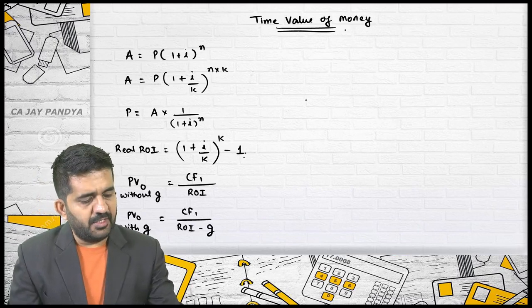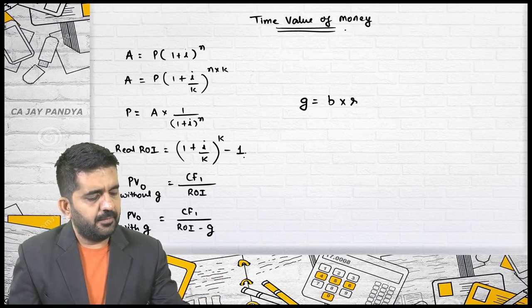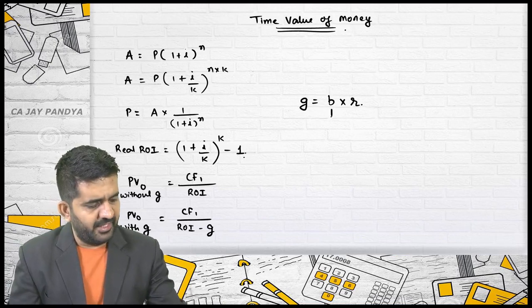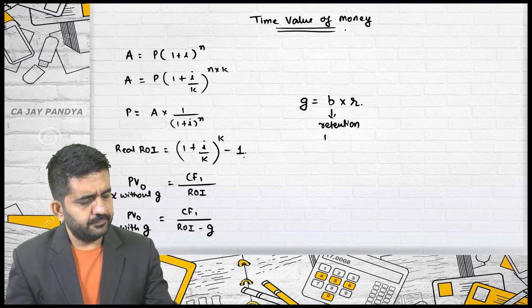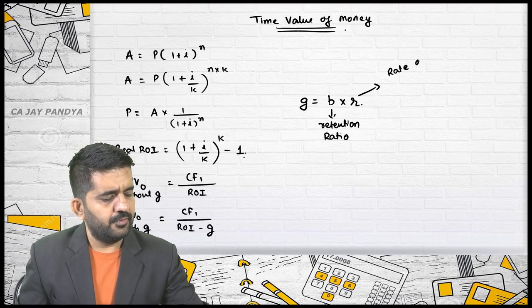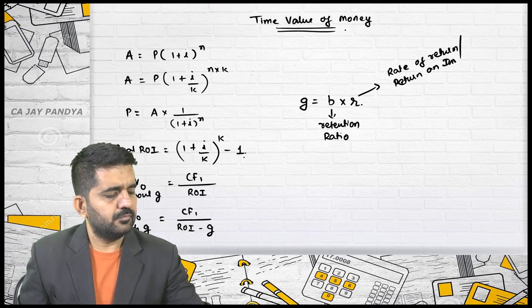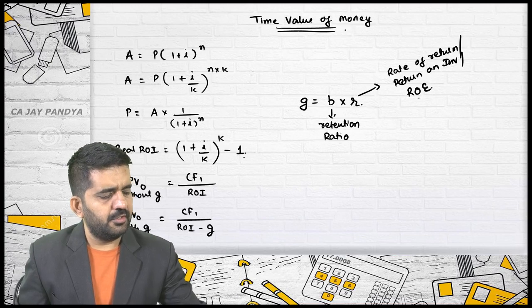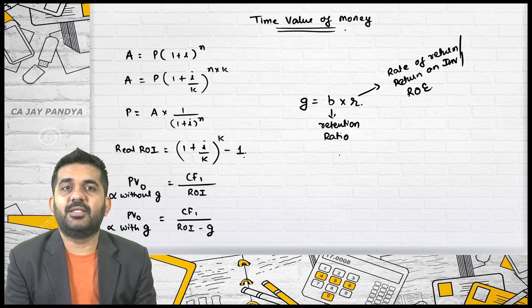Is it all? Also, we have learned if you are not having a growth rate, you can find out growth rate by B multiplied by R, where B is retention ratio and R is rate of return. It can be return on investment. It can be return on equity. Is it alright? So, these are all the formulas that we did in the concept of time value of money.